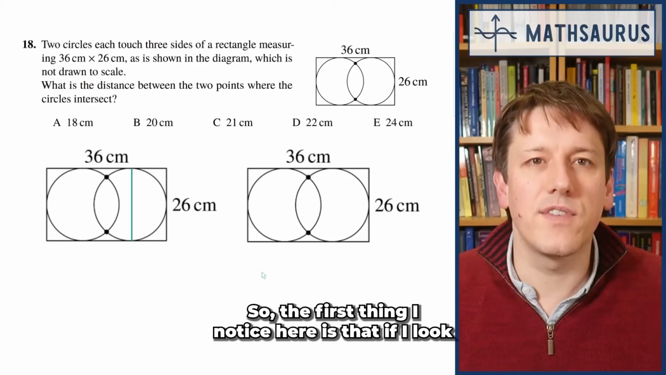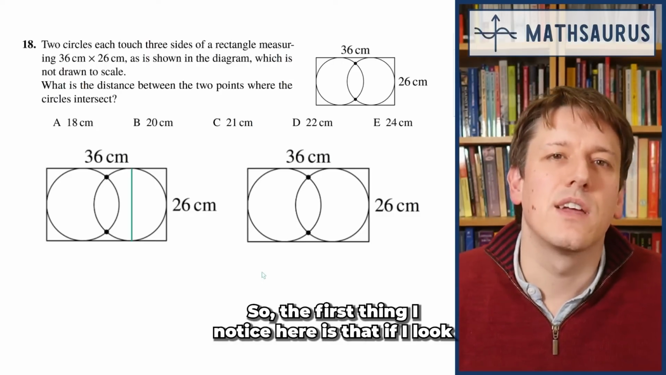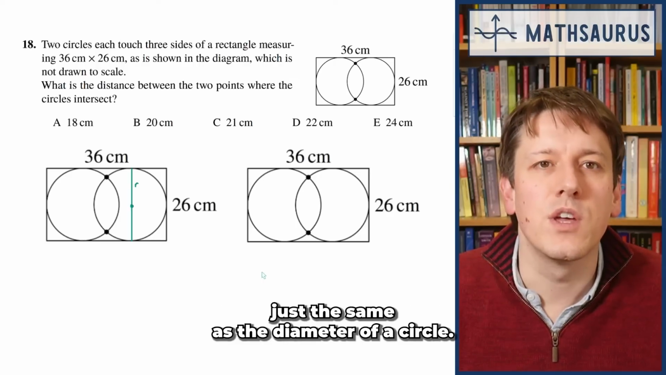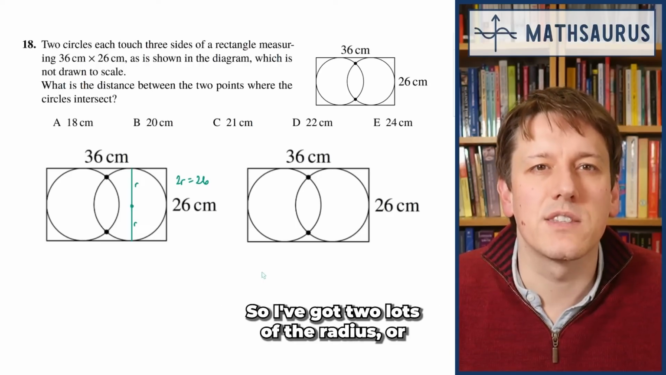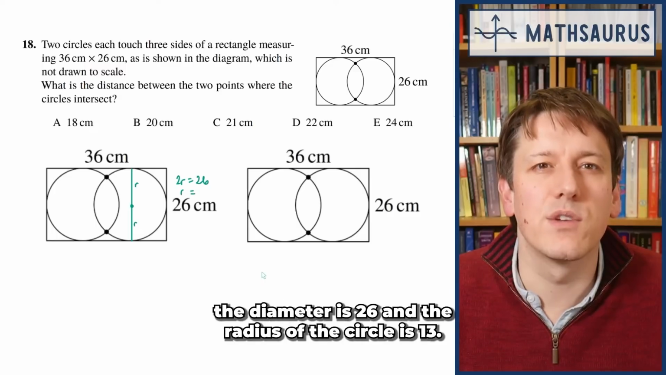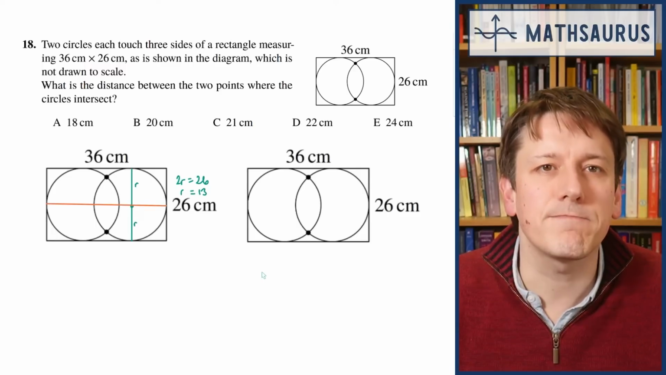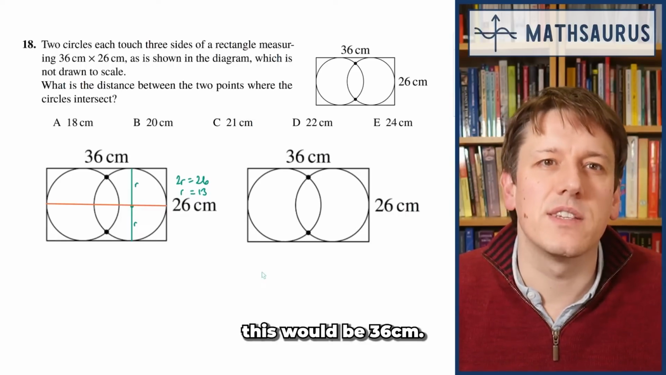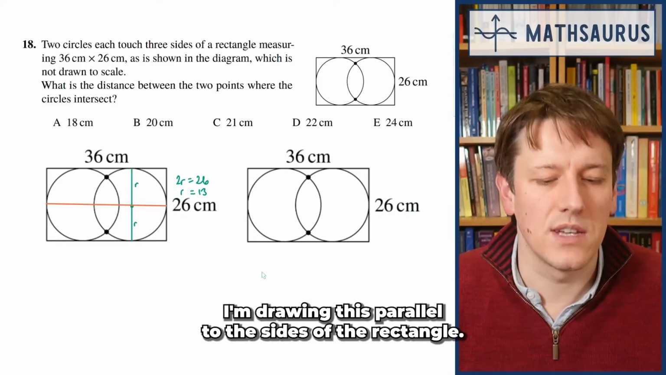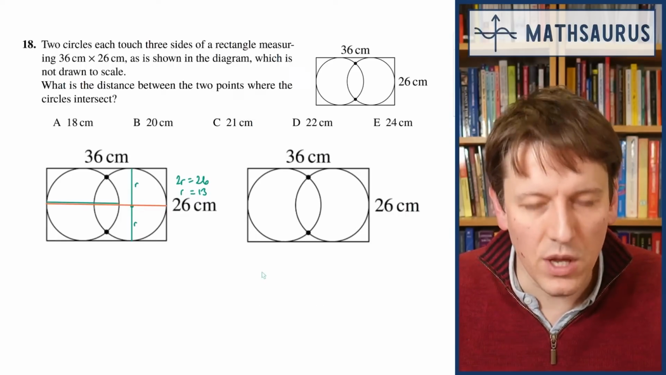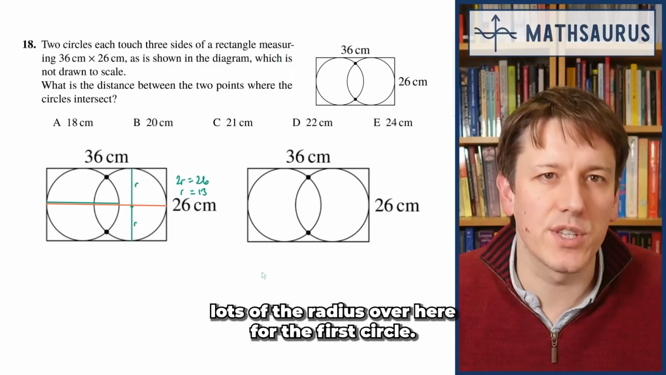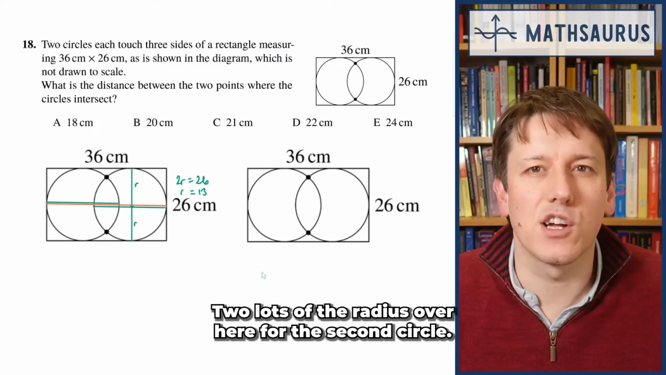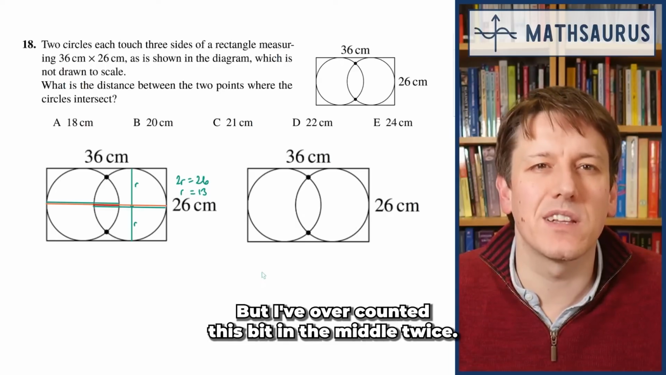So, first thing I notice here is that if I look at the 26 centimeter side, that's just the same as the diameter of a circle. So I've got two lots of the radius, or the diameter is 26, and the radius of the circle is 13. If I look along the other line here, this would be 36 centimeters. I'm drawing this parallel to the sides of the rectangle. That would be made up of, again, two lots of the radius over here for the first circle, two lots of the radius over here for the second circle, but I've overcounted this bit in the middle twice.